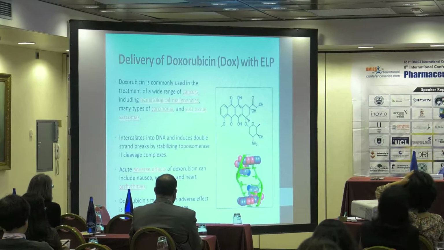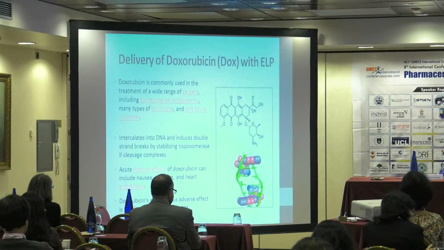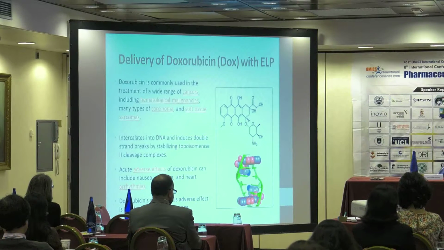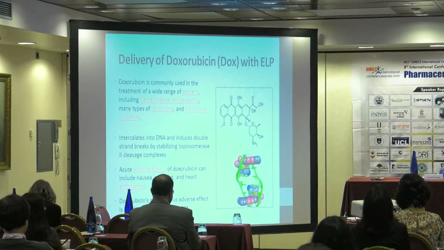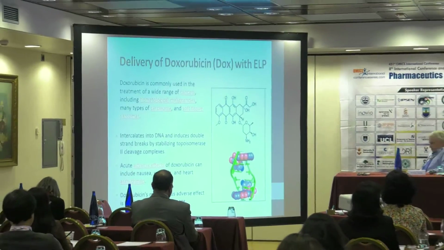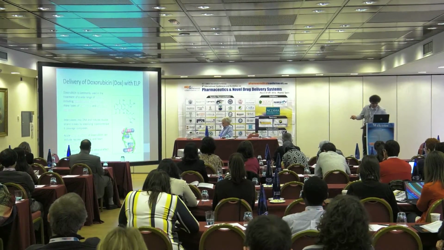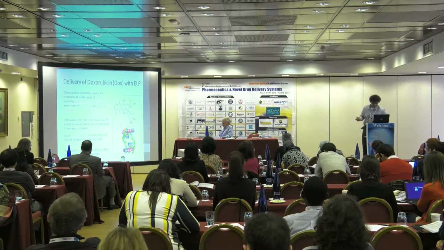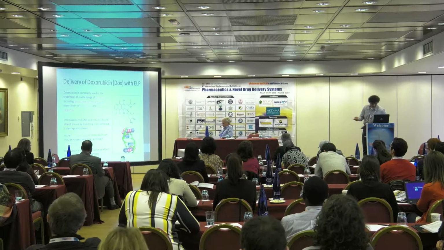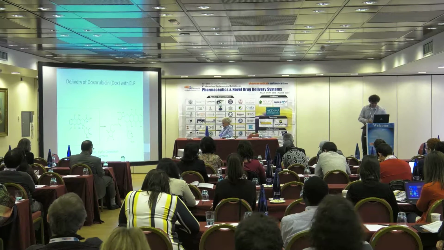All right, so the next application. We did it with many other peptides, but these are two in vivo experiments which are most convincing. The first thing we did with small molecules is DOX. DOX is commonly used. We heard a lot about DOX in the last couple of days. It's commonly used for a range of cancers, and it integrates into DNA. Acute adverse effects of DOX include nausea, vomiting, and heart arrhythmia, but the biggest problem is heart damage, or myocardial dysfunction.